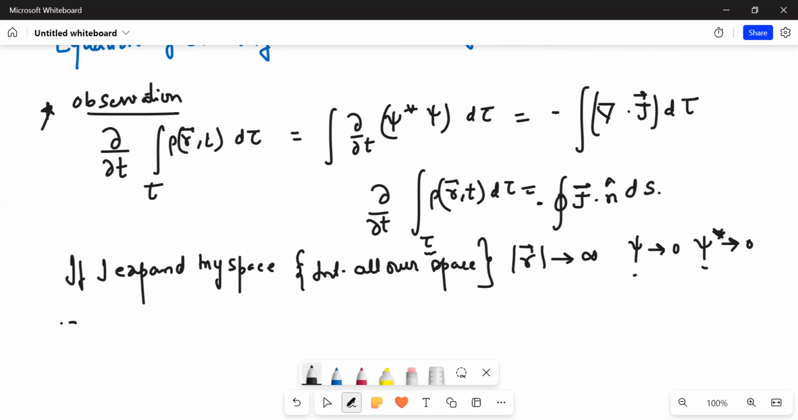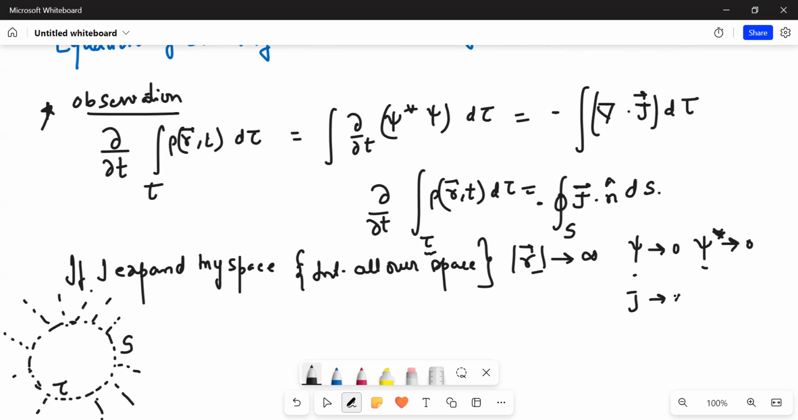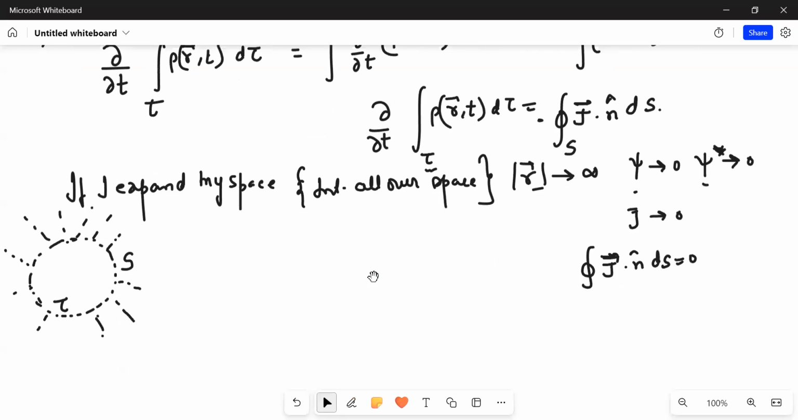Let's say S is the surface which encloses volume tau, and we are expanding this volume. If we are expanding this volume, then as I expand, psi goes to 0, psi star goes to 0. And if this goes to 0, I know that my j goes to 0. So this particular term would go to 0. And if this goes to 0, it implies again the same thing.